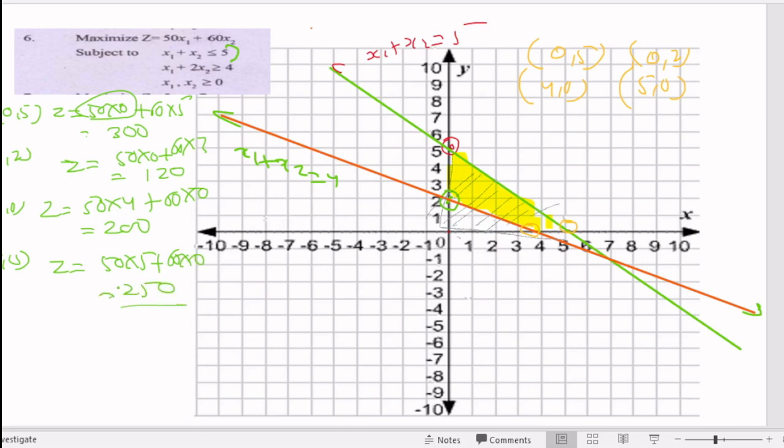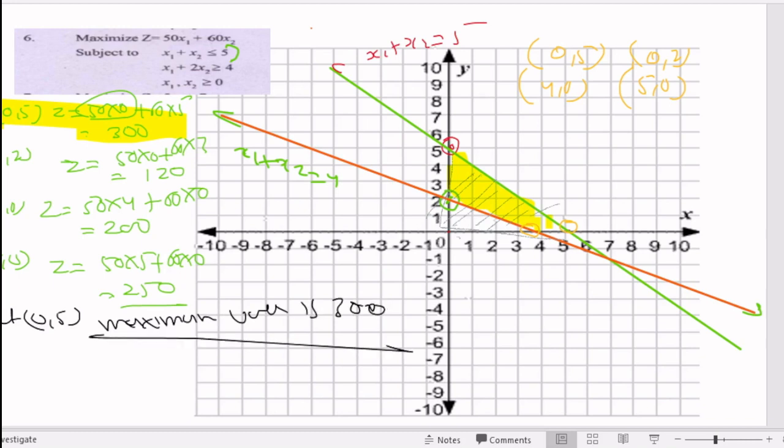So 250. So what is the maximum solution? This one, 300. So at 0, 5, we have the maximum solution. You have the answer now. You can mention that at 0, 5, maximum value is 300. And that's your answer. Isn't it very easy? Do not panic. All the questions become easy the moment you draw a proper diagram, proper region.